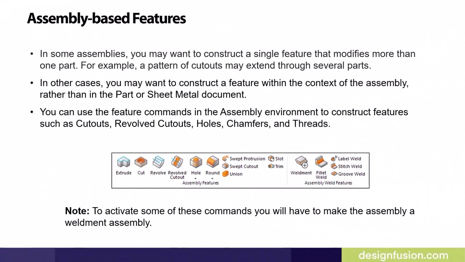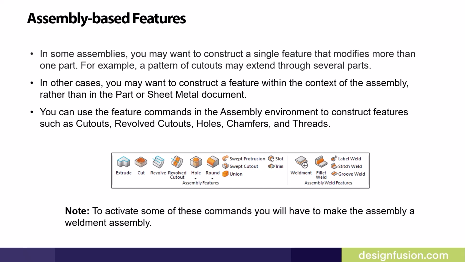In some assemblies, you may want to construct a single feature that modifies more than one part. For example, a pattern of cutouts may extend through several parts. In other cases, you may want to construct the feature within the context of the assembly rather than in the part or sheet metal document.